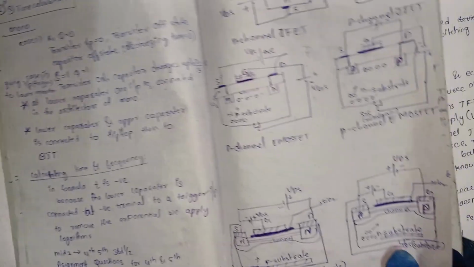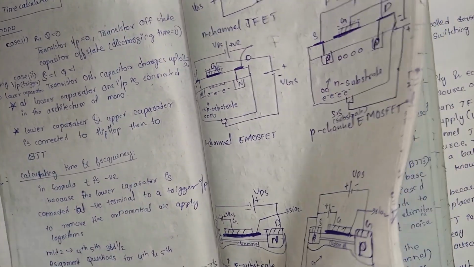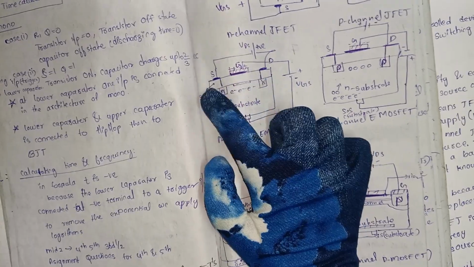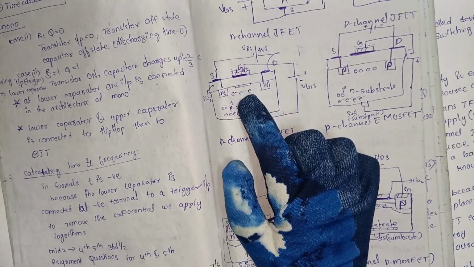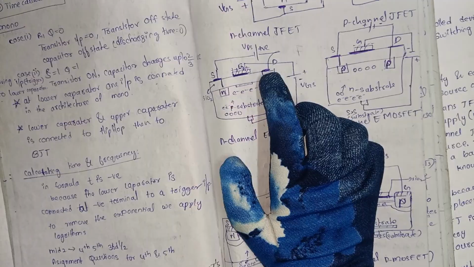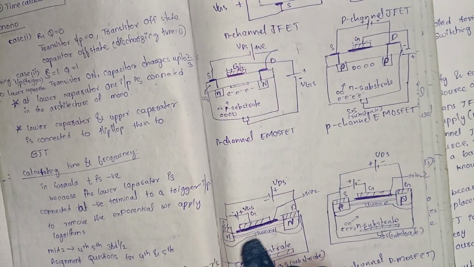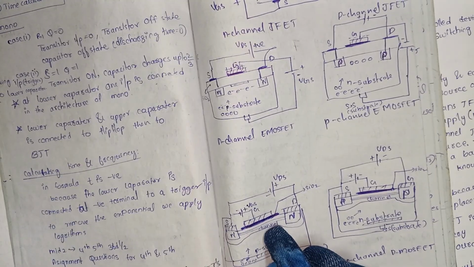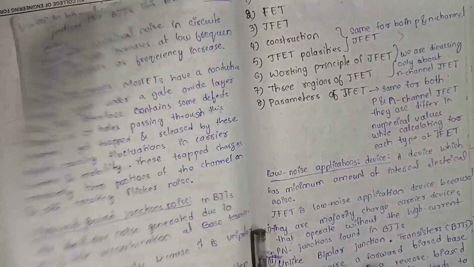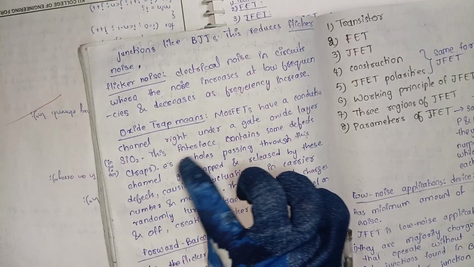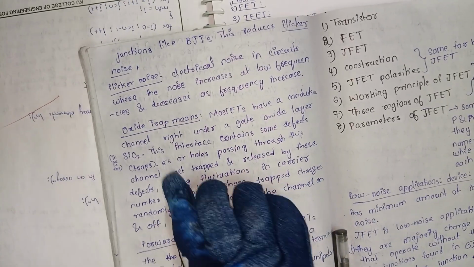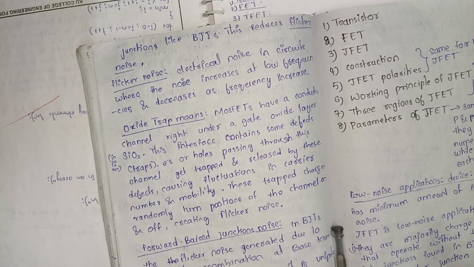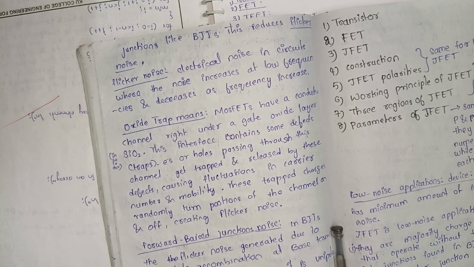Here are the two types of MOSFETs. Here the silicon dioxide layer is there. Right under this silicon layer, we have a channel, and here also we have a channel. Here is the silicon dioxide layer. This interface contains some defects, traps. It contains defects due to the applied gate voltage.